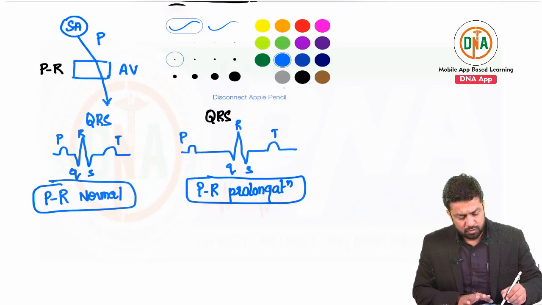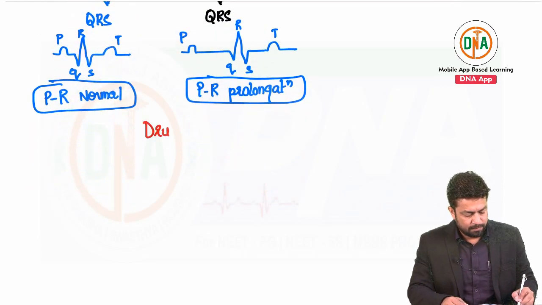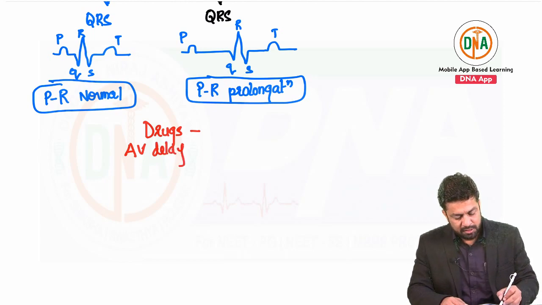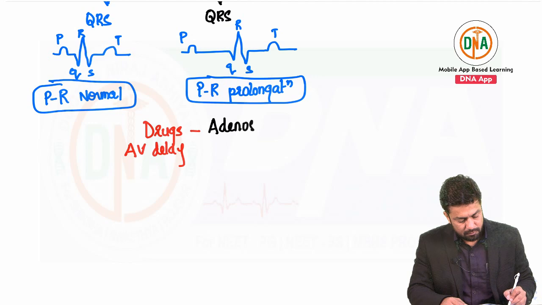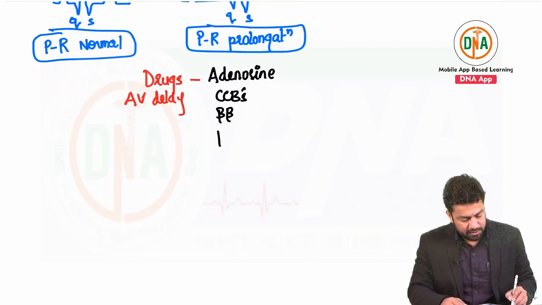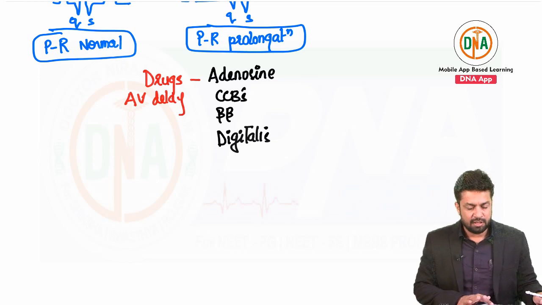This PR prolongation gives rise to the different types of heart blocks. We also need to understand there are certain drugs that cause AV nodal delay, or that block the AV node or slow down the AV node. So what are these drugs? Number one, it is adenosine. You have the calcium channel blockers, you have the beta blockers, and you have digitalis. So they are amongst the important reasons for the generation of heart blocks.